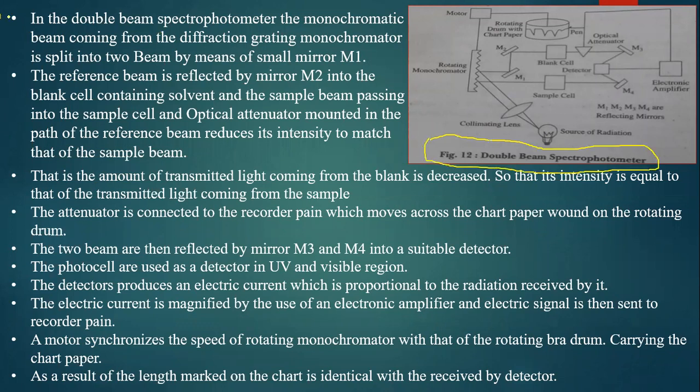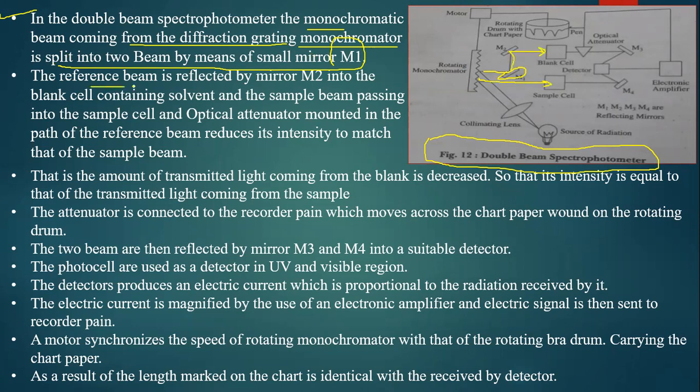Now, in the double beam spectrophotometer, the monochromatic beam comes from the diffraction grating. See, what are you using as a diffraction grating? A diffraction grating as a filter. The beam coming from the diffraction grating monochromator is split into two beams by means of a small mirror M1. The ray is split into two rays. One ray goes to the sample cell, and the other ray goes to the blank cell.